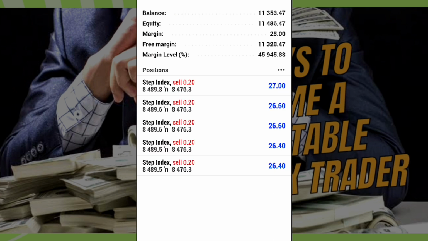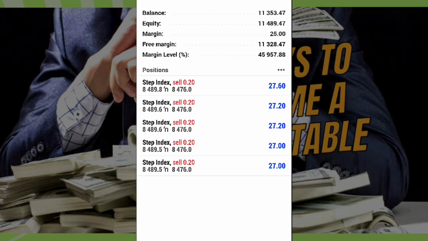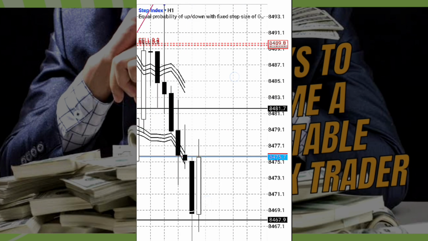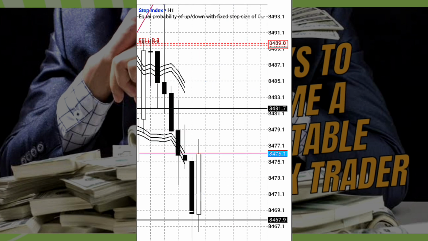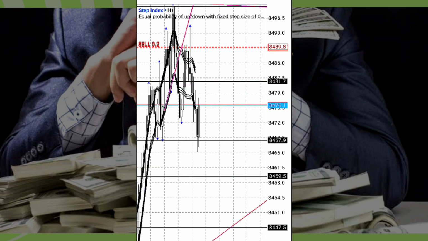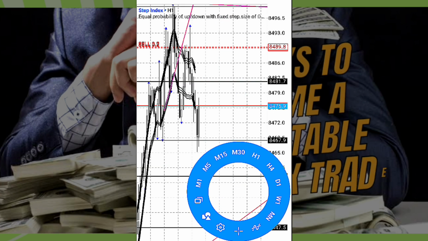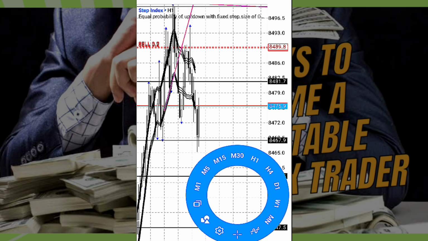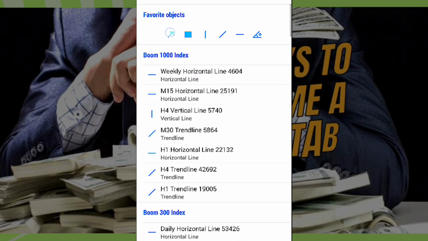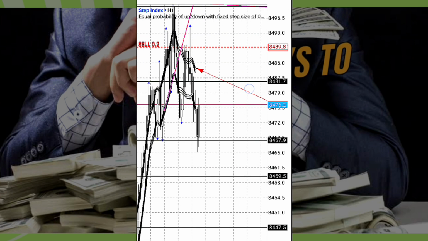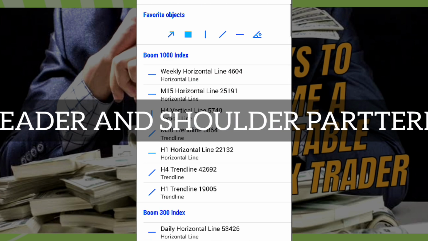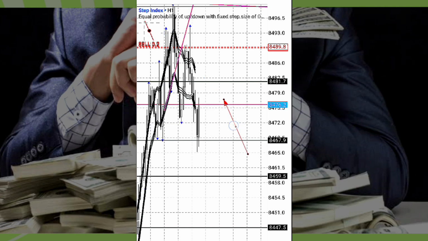You can see we are on profit on step index. Let me show you what happened. This is the trade we are on right now. The market is going gradually. The head and shoulders pattern, so this is how it works.